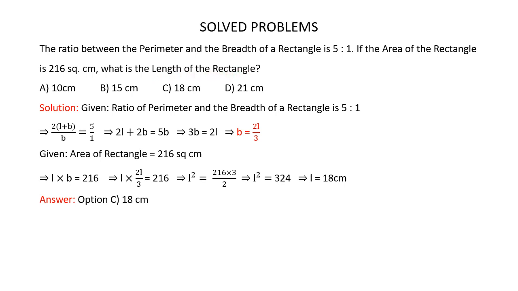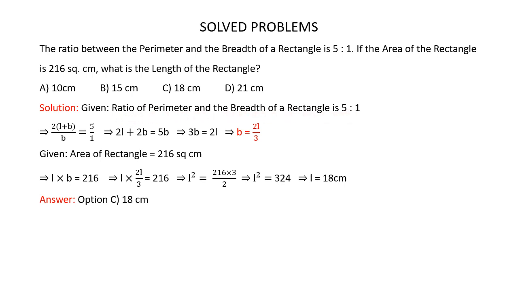Now we know that area of the rectangle is equal to length into breadth. Now since area of the rectangle is given as 216 square centimeters, if we know the value of breadth, we can easily find the length of the rectangle. So let's find the breadth of the rectangle first using the information given in the problem. Now it's given that ratio of the perimeter and breadth of a rectangle is 5:1.